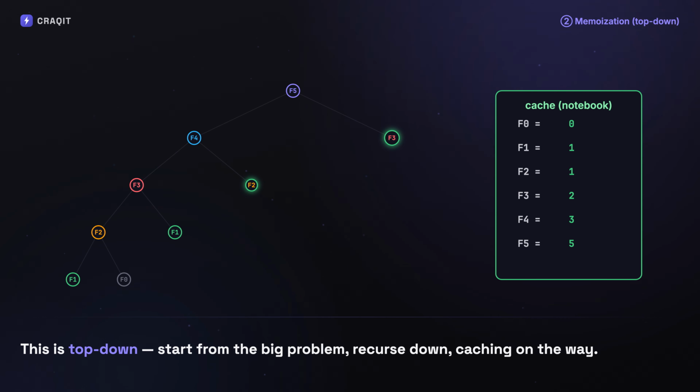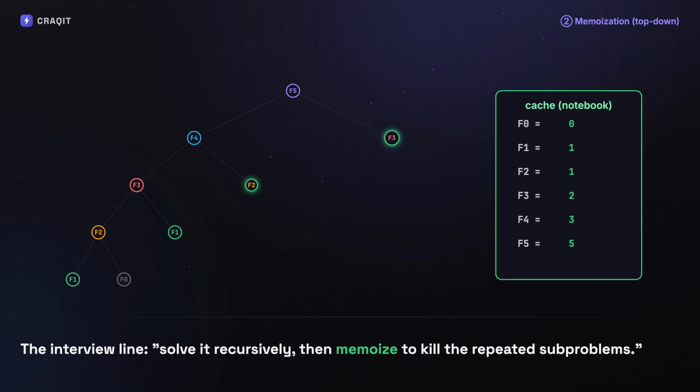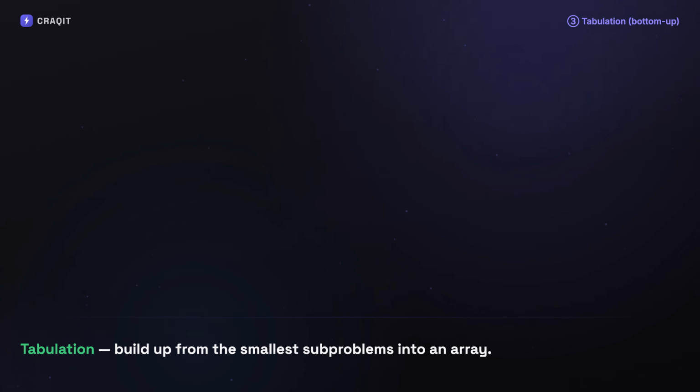The beauty of memoization is you barely think: write the obvious recursion, add a cache keyed on the arguments, done. In an interview, this is often the fastest path to a correct, efficient answer. Solve it recursively, then say, "And I'll memoize this to kill the repeated subproblems." That sentence alone signals you know exactly what's happening. There's a second way to kill the repeated work, and interviewers love when you can do both.